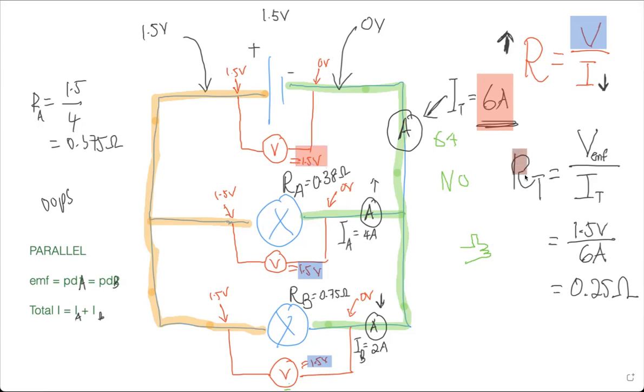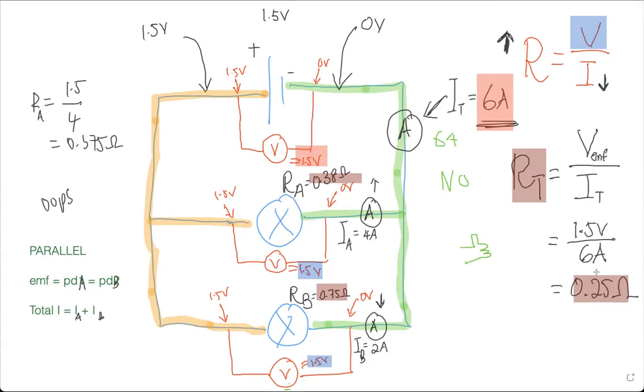Okay, so you see here, the total resistance is 0.25. The first resistance is 0.38. The second resistance is 0.75. So when you put two resistors together in parallel, your final total resistance is actually lower. Is that clear? Okay, why so?